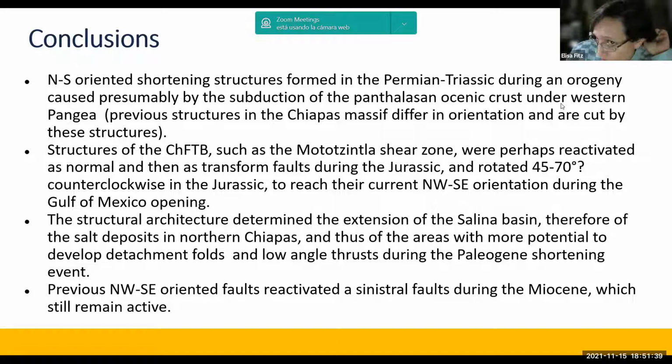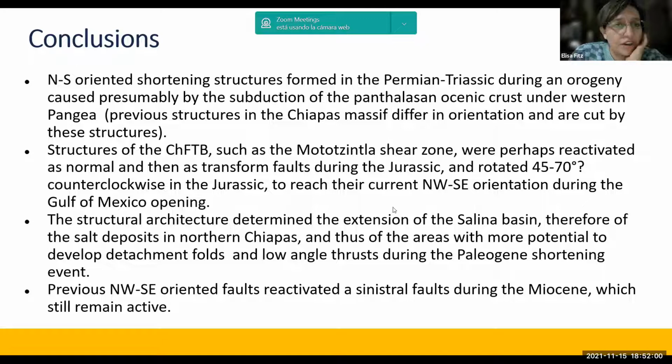We think so because of the association and the parallelism of these structures and the Permian Triassic arc of Mexico, which also has the same orientation and is located to the west, and which has been presumably related to the subduction of this oceanic crust.